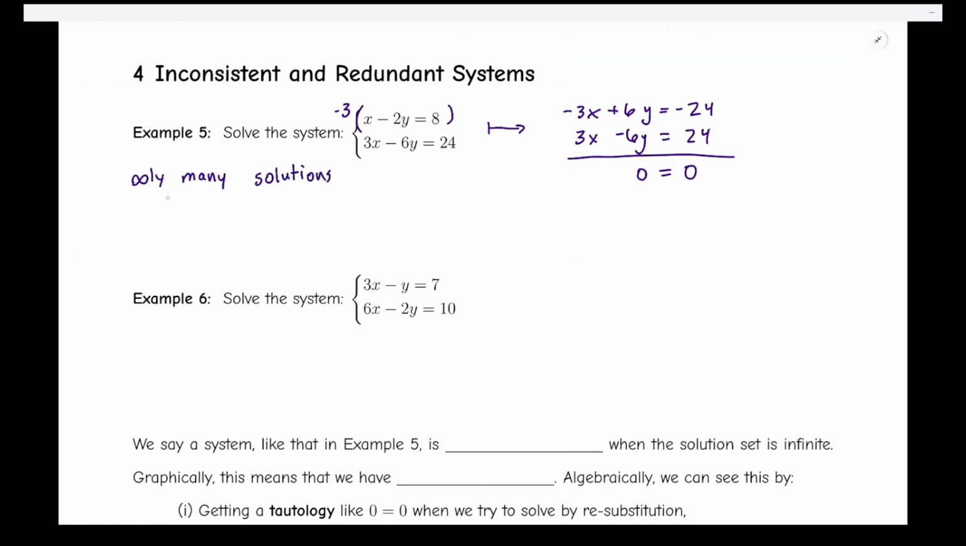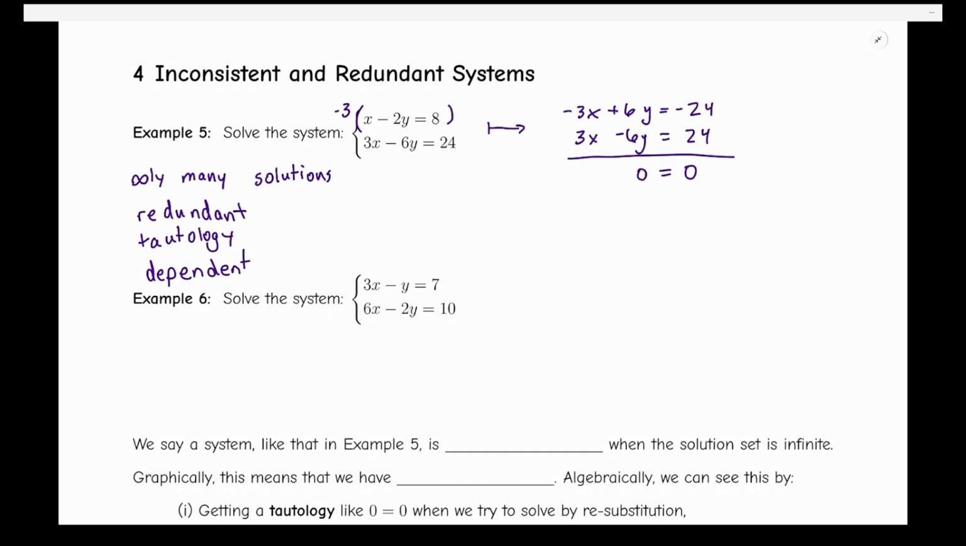We call this redundant. We also call it a tautology. And we also call this a dependent system. So all of these terminologies mean the same thing. But these aren't the answer because there's infinitely many solutions. You have to tell me which solutions are what.